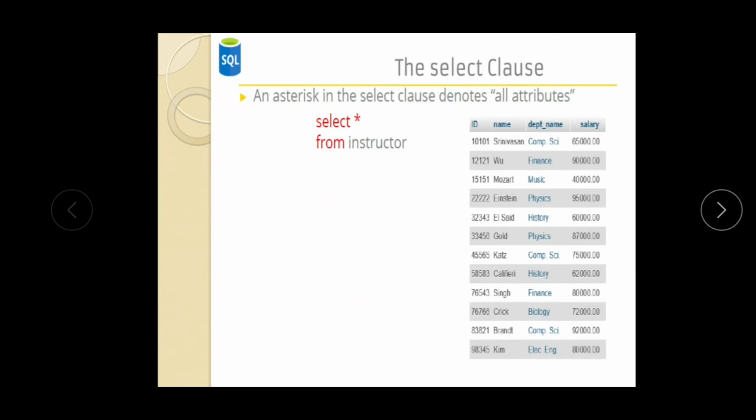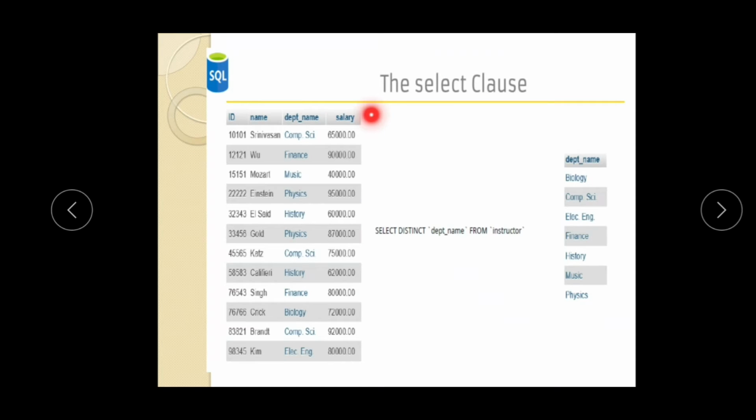Now suppose we want to display all the values in the table. That is, we want to display all these values. We are not selecting a particular column or a particular row. We are going to display all the values in the table, the entire table.